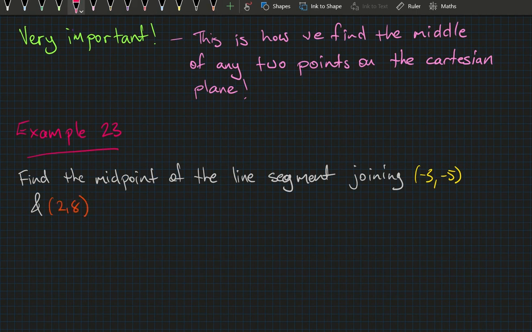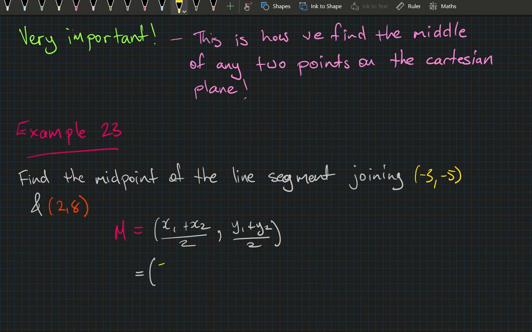Okay, let's just get on with the algebra. So the midpoint is equal to x1 plus x2 divided by 2 for the x value, and for the y value we have y1 plus y2 divided by 2. So in this case our x1 and y1 will be the yellow point, and our x2, y2 will be the orange point, 2, 8. That means that this is equal to -3 plus 2 divided by 2 and -5 plus 8 divided by 2.